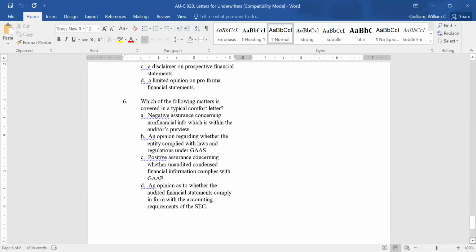Then number 6, which of the following matters is covered in a typical comfort letter? That would be D, an opinion as to whether the audited financial statements comply in form with the accounting requirements of the SEC. Please let me know if you have any questions.